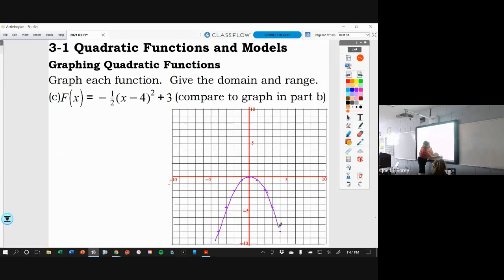I'm just doing a quick sketch, it's ugly though, of the graph that we just did. So that was the graph of part B. It was a slightly wider parabola opening down. Where are we now? What did I say I did? Moved right 4 and up 3. Okay, great.